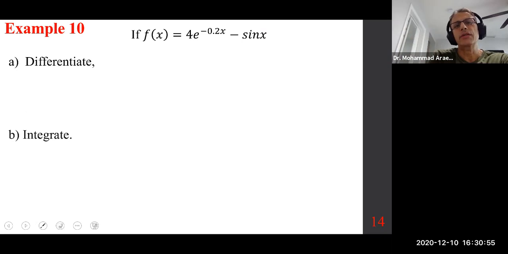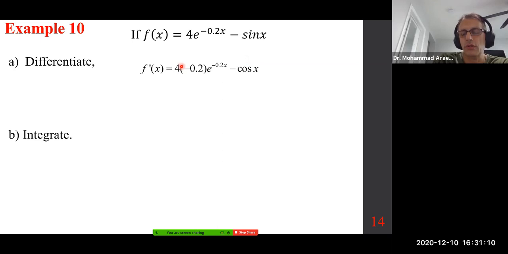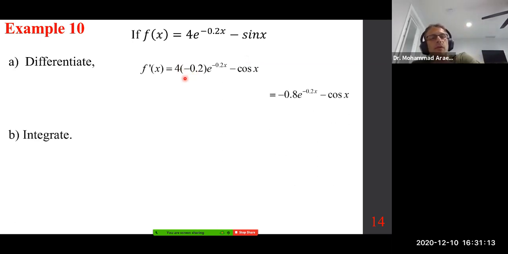We have f of x. We want to differentiate. So what is f prime of x? 4 times negative 0.2 e to the power of negative 0.2x minus sine gives you cosine. Of course, 4 times minus 0.2, you're right. That's differentiation. Okay, now let's integrate. How do we integrate 4 divided by negative 0.2, and then e to the power of negative 0.2x minus sine. The derivative was cosine, but the integral is negative cosine. Negative becomes plus and a constant.